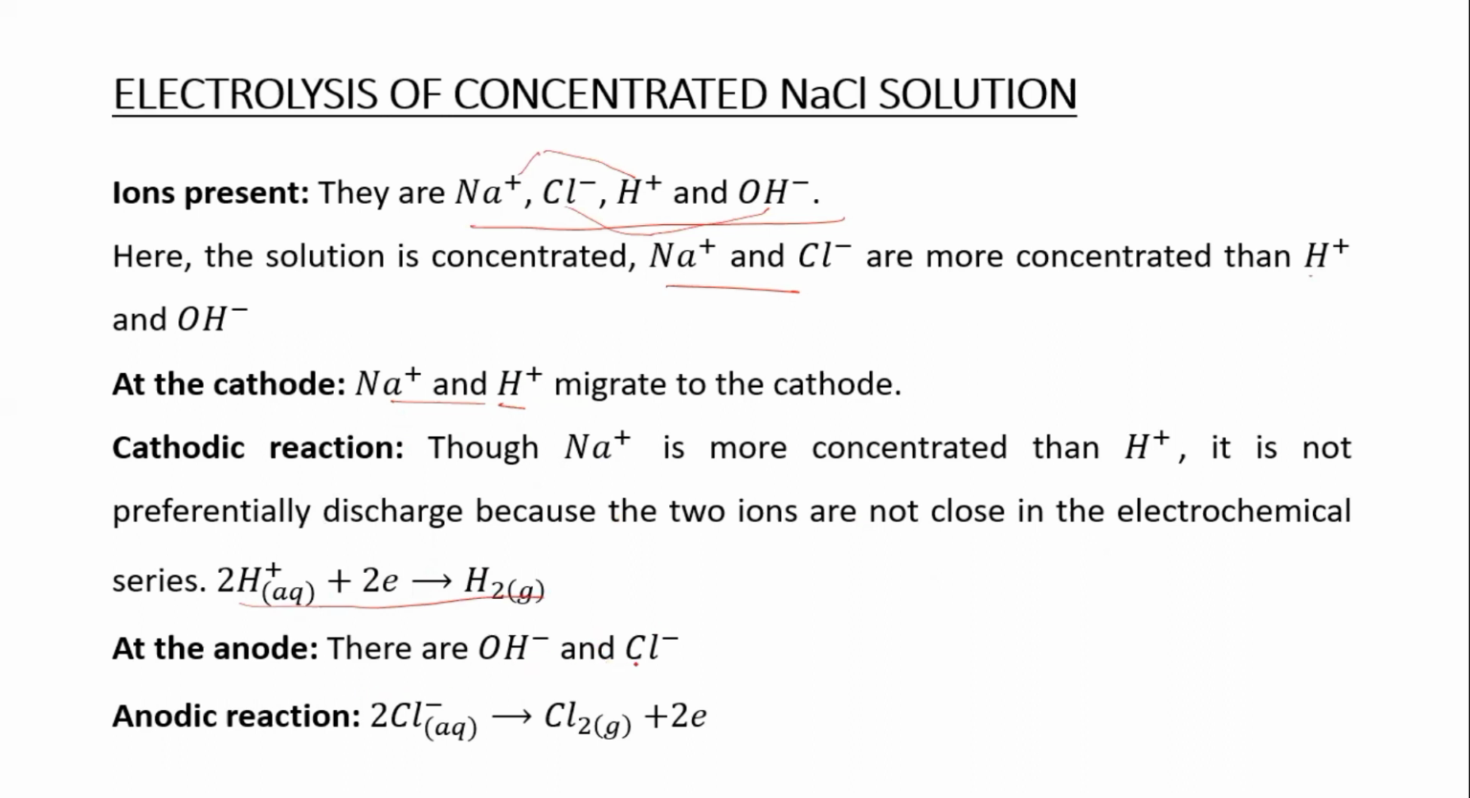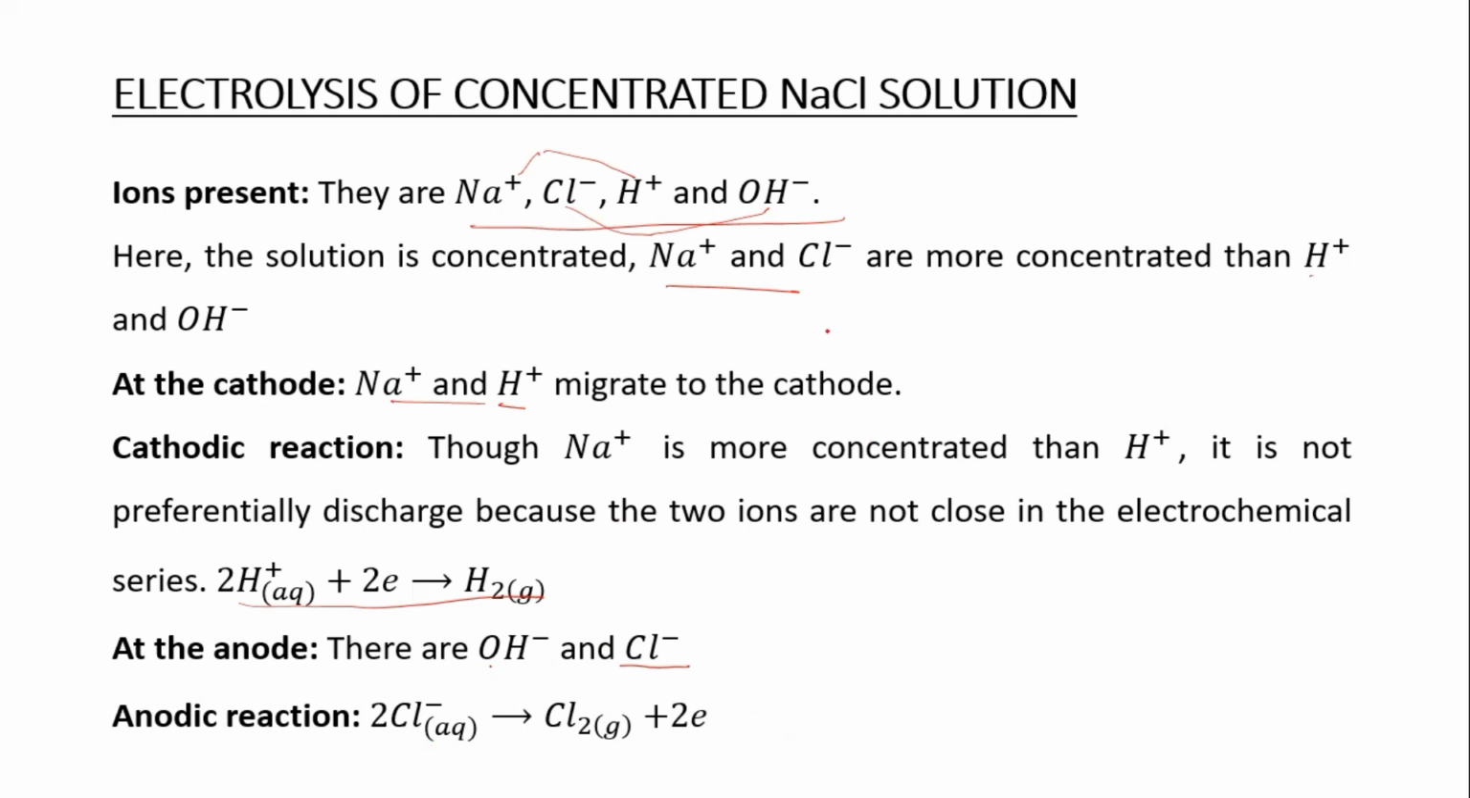Now at the anode, the Cl-, as I explained earlier, is closely positioned with OH-. And this time around it is also more concentrated. Therefore, the Cl- will be preferentially discharged. It is not the OH- that will be preferentially discharged. So the Cl- will be preferentially discharged and given out as chlorine gas.